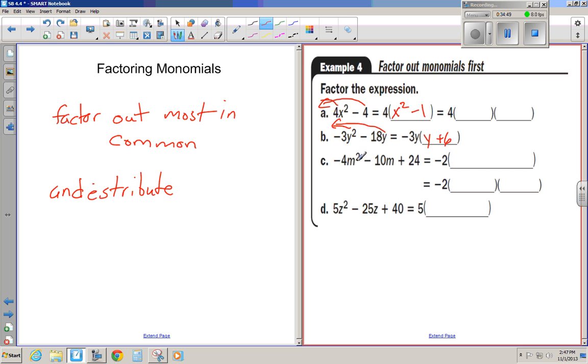Down here, negative 4m squared minus 10m plus 24. They do not have a variable in common, but they do have a negative 2 in common. So you basically take a negative 2, take a negative 2, take a negative 2. Negative 2 times 2m squared, negative 2 times minus 5m, and negative 2 times plus 24 would be plus 12. No, it's a negative, so it's minus 12.